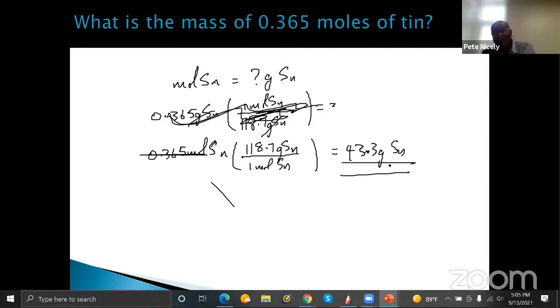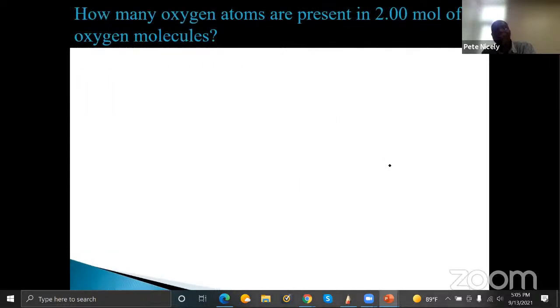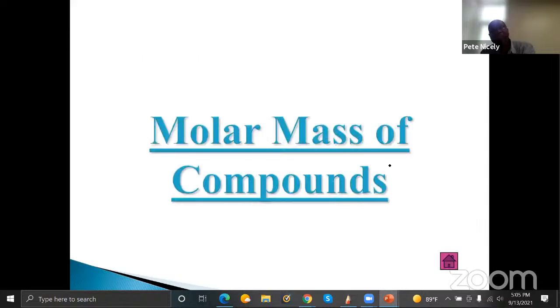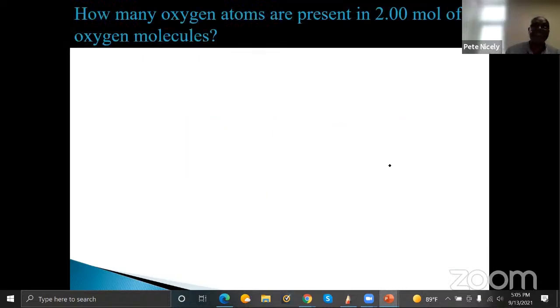Okay, any questions about this example? Any questions? Okay, moving along. I think this might be the last example. Let me check something here. Okay, yeah, let's make this the last example.